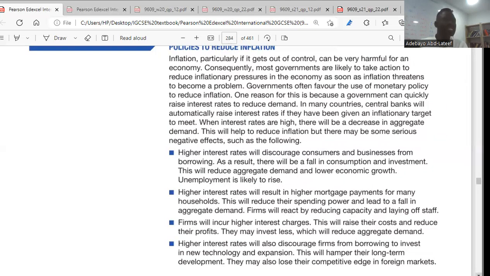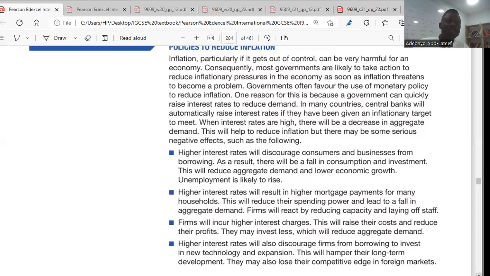Do you understand? As a result of high savings, or as a result of an increase in savings for households, demand for goods and services would fall. Therefore, businesses would not have any other choice than to reduce the prices of their goods, which means demand-pull inflation would reduce. Do you get the point here? But what are the negative consequences of using interest rates to correct inflation?